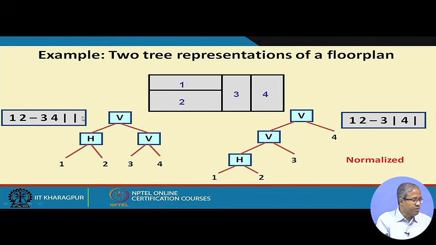So, the corresponding Polish notations will look like this: 1, 2, H, that means dash, 3, 4, V, that means bar, and similarly for this, 1, 2, dash, 3 bar, 4 bar. You can see here there are two vertical operators consecutive, but here there is no such. This one will be considered to be normalized. So, for representation we will be using only normalized expressions. Okay. This is what we do.